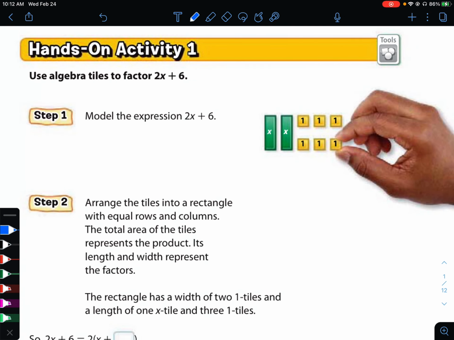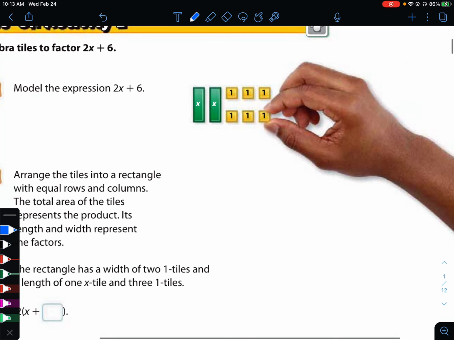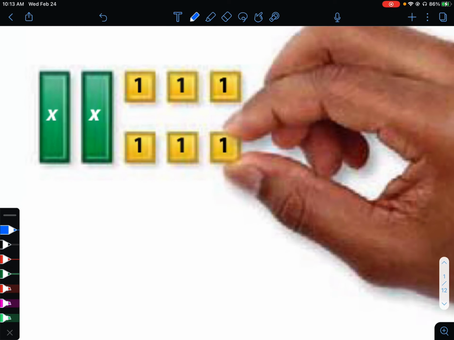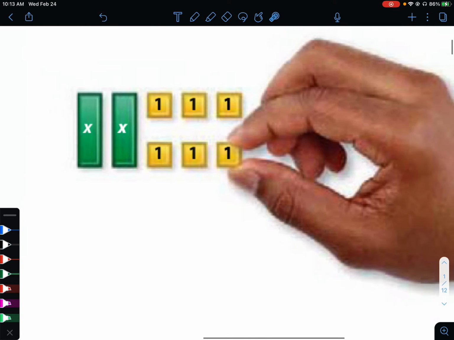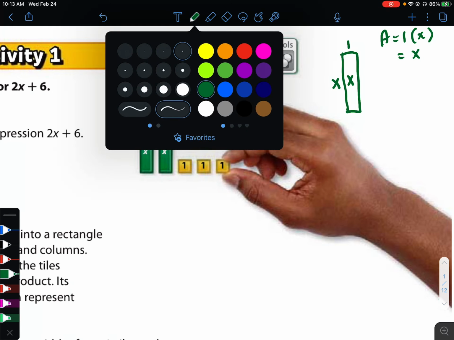Now let's take a look at this one. Use algebra tiles to factor 2x plus 6. Again, we go back to our algebra tiles. You have your x tiles right here, and you have your unit tiles right here. Let me go back to why they're called x tiles. They're called x tiles because the length is x and the width is 1. If I multiply 1 times x, my area would be x, and that's the reason why it's called an x tile.